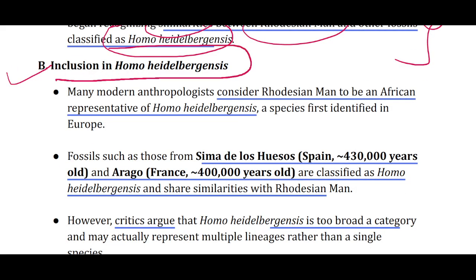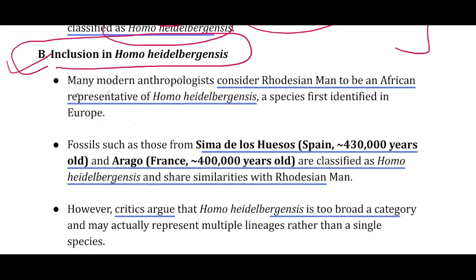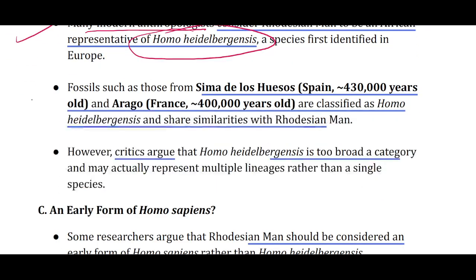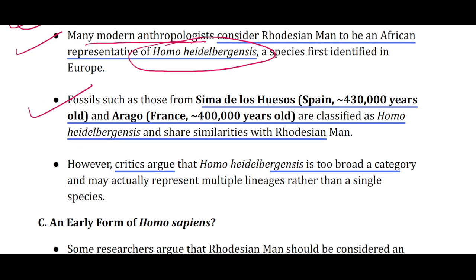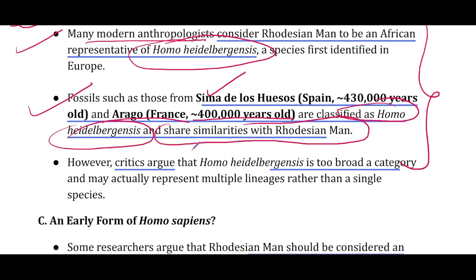The second step was inclusion in Homo heidelbergensis. Many modern anthropologists consider Rhodesian man to be an African representative of Homo heidelbergensis, along with similar fossils from the same Pleistocene age, such as Sima de los Huesos, found in Spain, around 430,000 years old, and Arago in France, placed around 400,000 years old. Both of these have been classified as Homo heidelbergensis, and they share similarities with Rhodesian man.